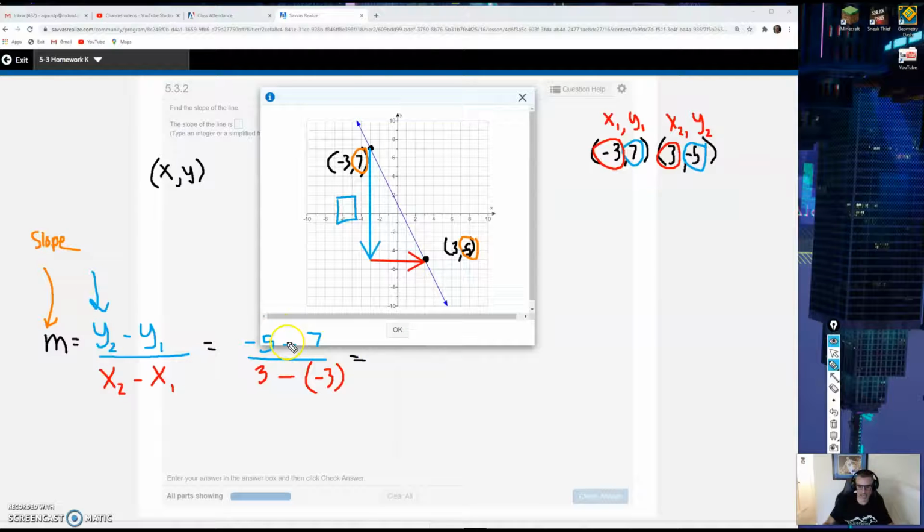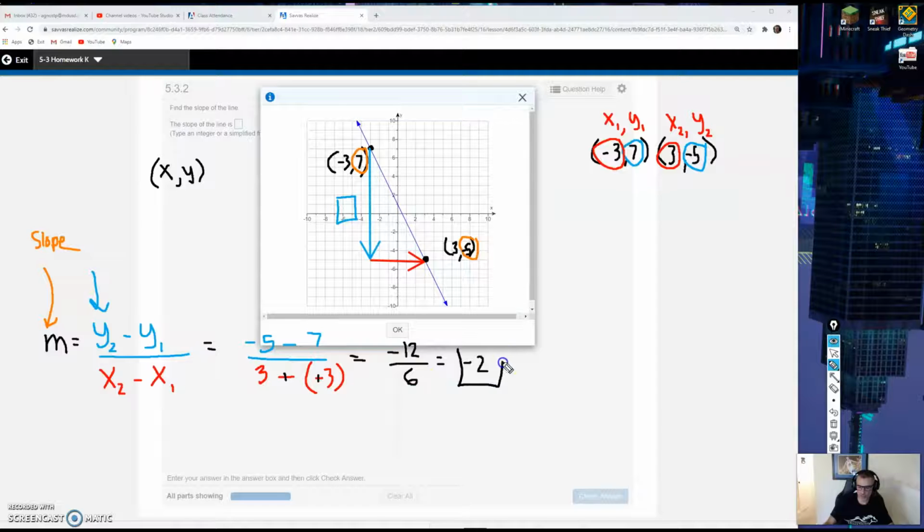Negative 5 minus 7. I'm getting more negative. So that's negative 12 divided by 3 minus a negative 3. Remember, when I subtract a negative, it's the same as adding. So that becomes 6. Negative 12 divided by 6 is negative 2.